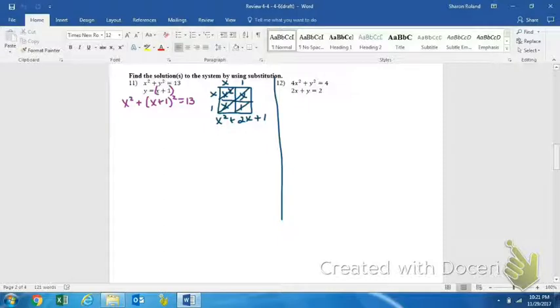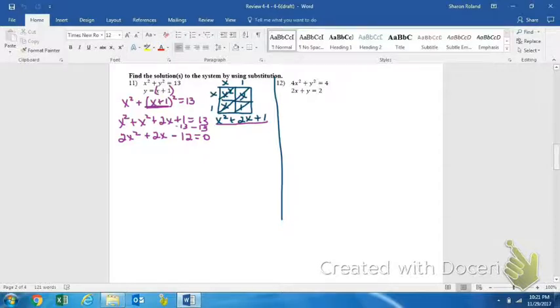plus 1. So I'm going to go back and rewrite this, and that's x squared. I'm no longer going to put this because I know it equals this. So I'm going to rewrite x squared plus 2x plus 1 equals 13. And we're going to combine like terms, and you have 2x squared plus 2x, and I'm subtracting 13 from both sides to get everything on one side, and you end up with negative 12 equals 0. Well, I know that factors out.